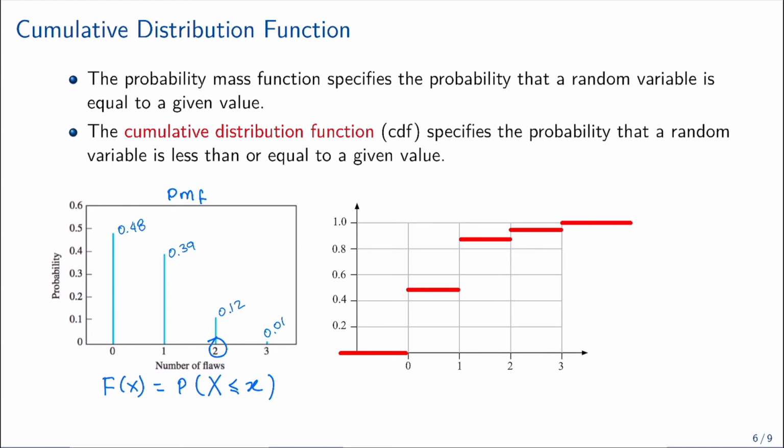We can plot this result in the following way. For each value of x, we add the previous probability. So for 0, we start with the probability of having no flaws, 0.48. Then when we reach 1, we have to add the probability of having 1 flaw. So we have to add 0.39. That will give us 0.87. We have to keep adding the probability of having 2 flaws and the probability of having 3 flaws. The final value is equal to 1. So our cumulative distribution function starts from 0 and ends at 1.